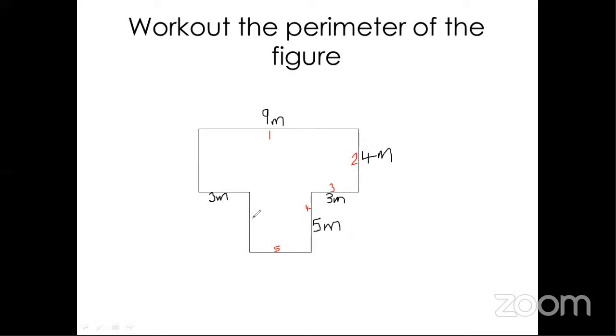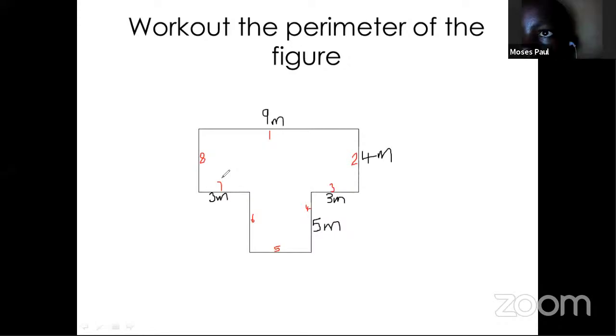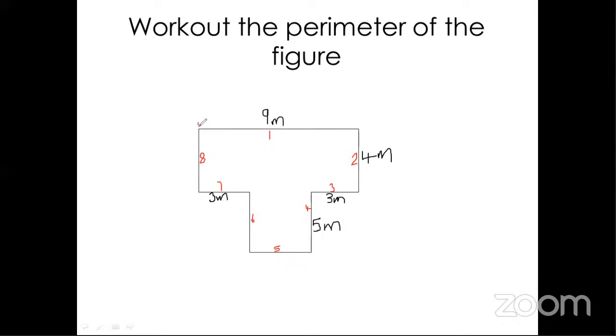Then I can call this one side 6. I can call this one side 7, and here 8. So in this figure, we have 8 sides. There is from here running up to here, that is 1. Then from here running up to here, that is 2. Then from this corner running up to here, that is 3. From here running down here, that is 4. From here running here, that is 5.